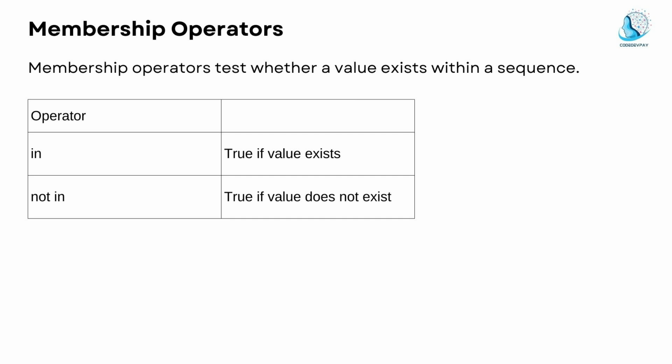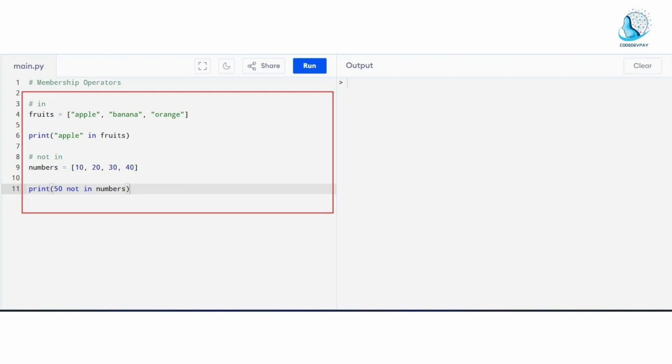So with the in, it returns false if a value does not exist in a sequence, and the not in returns false if a value exists in a sequence. Let's look at an example to understand better. In this example, we've created a variable called fruit and we've assigned it to a list. With the list, we have apple, banana, and orange. On line 6, we have print(apple in fruit). So we are checking whether apple is inside the fruit list.